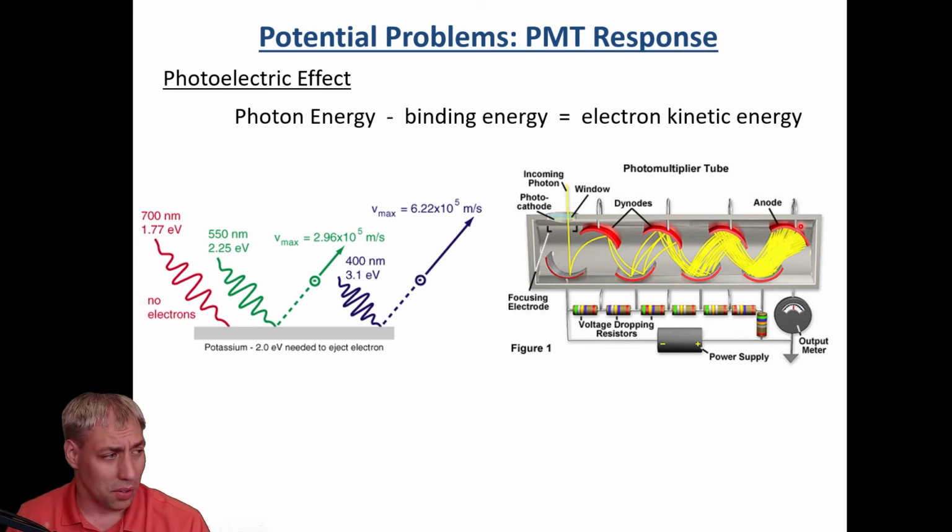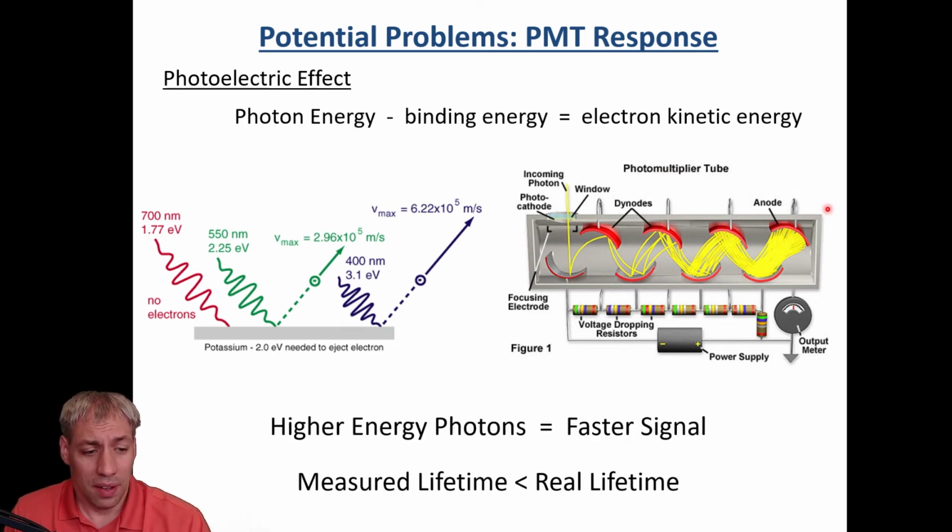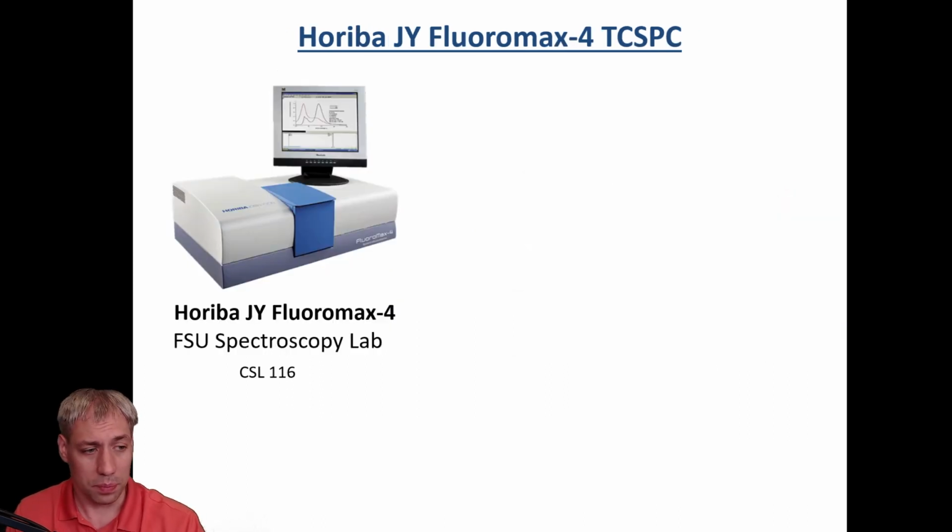Again, this only becomes an issue when you're doing low picosecond time scales, and so you really need to calibrate for differences in the electron velocity, especially if you're using this photomultiplier tube technology. So again, higher energy photons give you faster signal. Your measured lifetime is going to be artificially lower than your real lifetime, depending on how you've calibrated this.